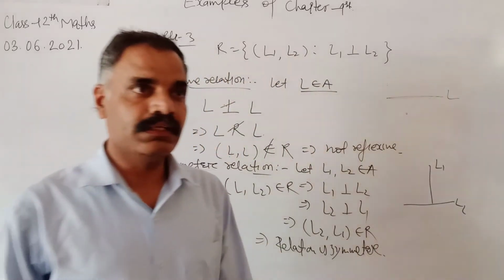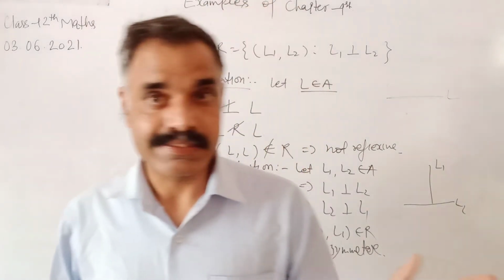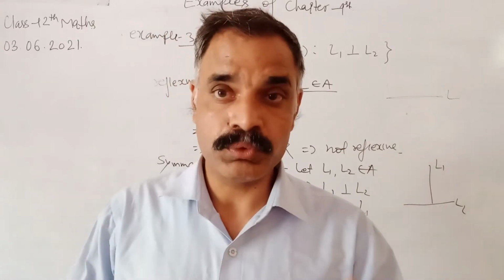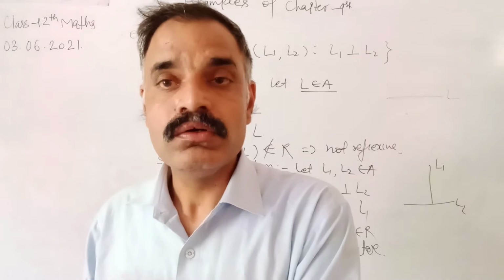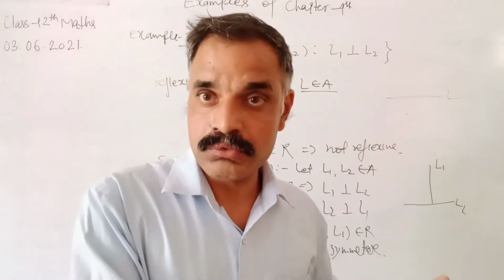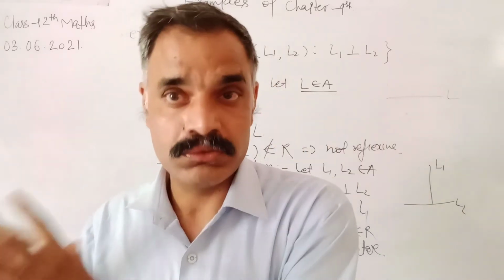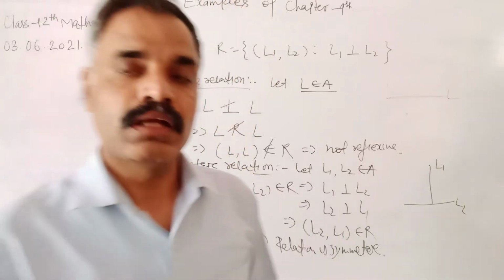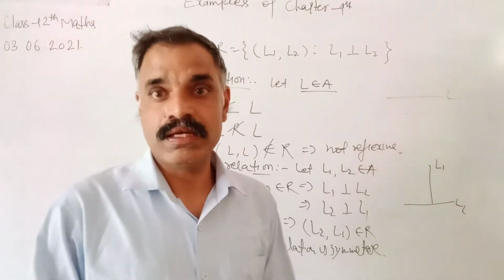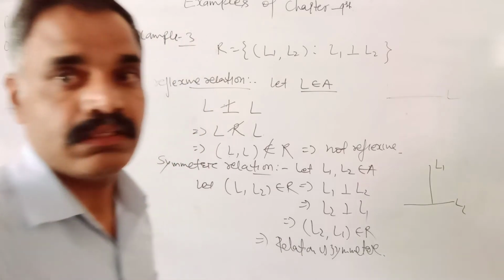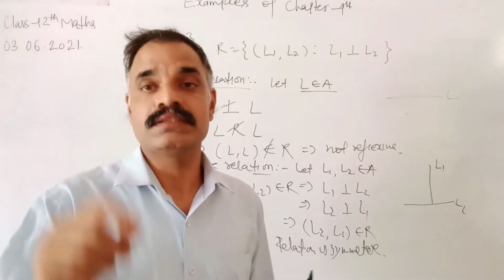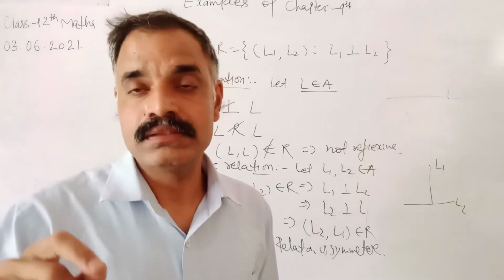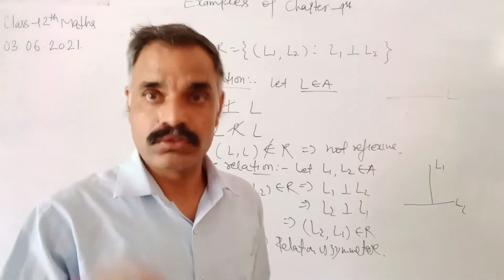Symmetric means the relation is true from both sides. A is related to B, it means B is also related to A. L1 is perpendicular to L2, it means L2 is perpendicular to L1. Okay. Now the third relation we have to check, that is transitive relation. We check whether the relation of perpendicularity of two lines is transitive or not.